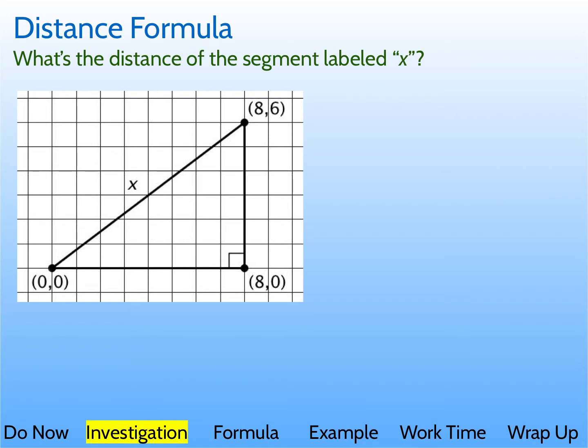And technically we don't really know these sides, but you can just count these boxes right here. Or you could look at this. 6 to 0 has to be 6 units. So this is 6 for that one. And on this side here, it goes from 0, 0 to 8, 0. That means it moves 8 units between those two.